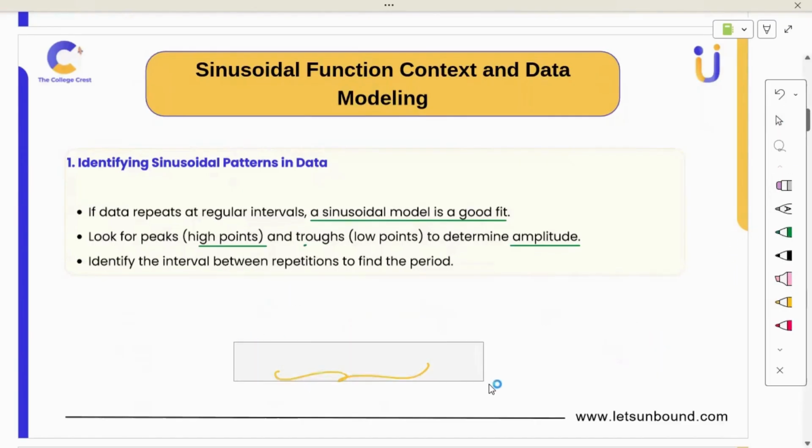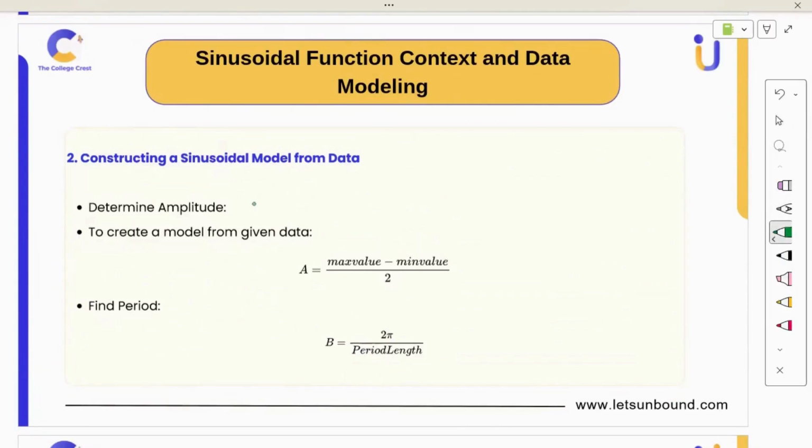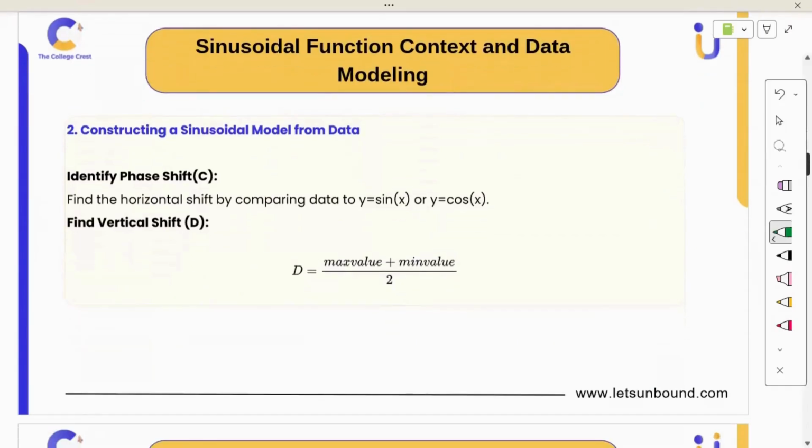So that's very simple, the basics of a sinusoidal function. Now, constructing a sinusoidal model from data. You know the data. How will you find the amplitude? Maximum minus minimum, divided by 2. To find the period, use 2 pi divided by the period length that we can observe from the data. That gives the value for B. If your model looks like A sine of B times (x minus C) plus D, as we already did in the previous lesson, the midline D is maximum plus minimum divided by 2. Identify the phase shift by comparing the data with the parent function, which gives the C value. And the D value is maximum plus minimum divided by 2. Very simple. Nothing new, but we are going to relate the math concepts with real life context.